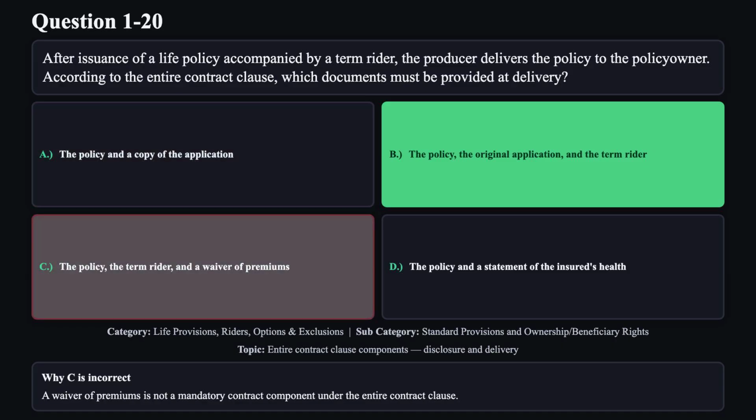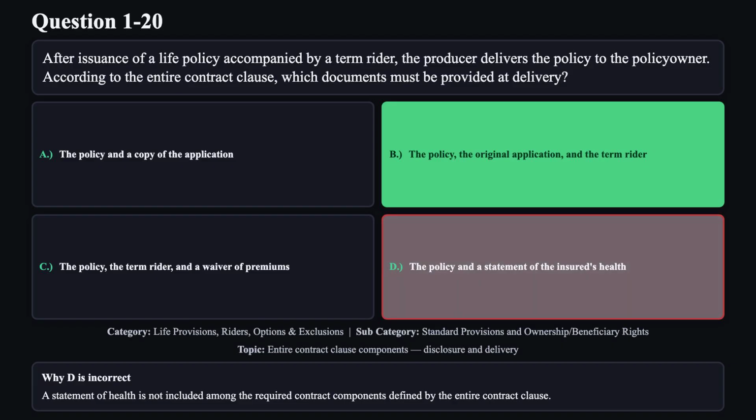Reason C is not correct. A waiver of premiums is not a mandatory contract component under the entire contract clause. Reason D is not correct. A statement of health is not included among the required contract components defined by the entire contract clause.